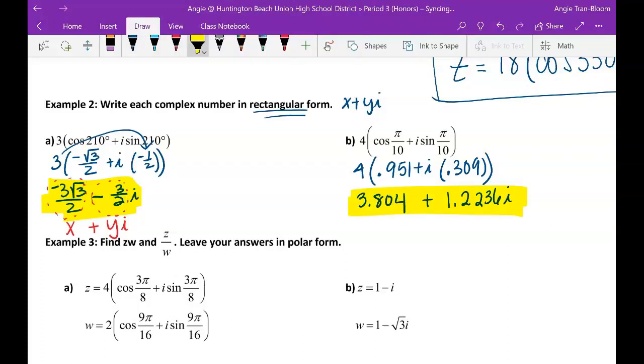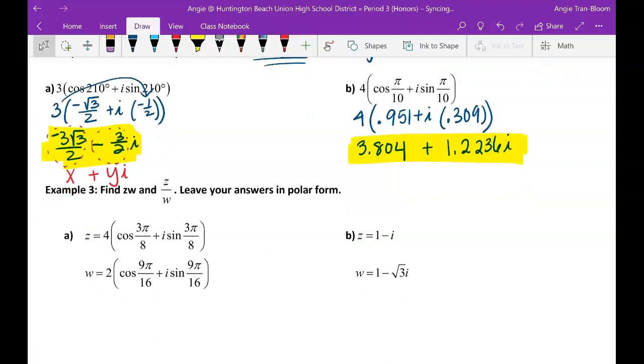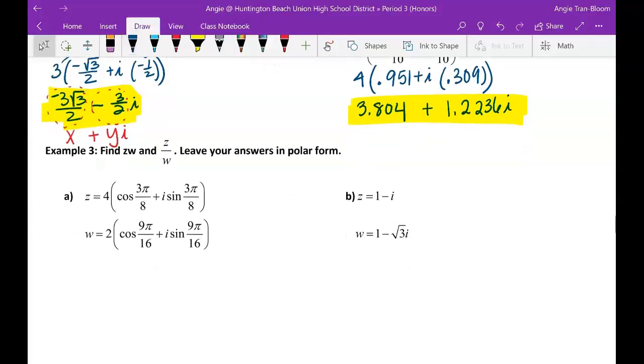Okay. Next, example 3. You're given z and w. Find z multiplied by w and z divided by w. Leave your answers in polar form. So for A, it's already in polar form, so I don't have to do anything special except that we will multiply first.